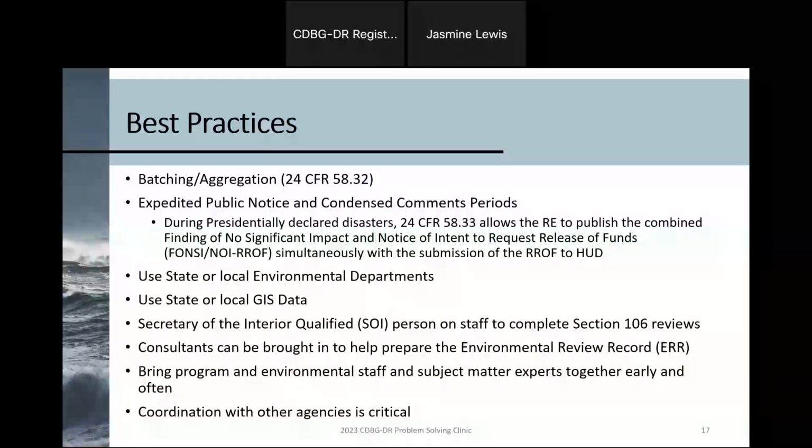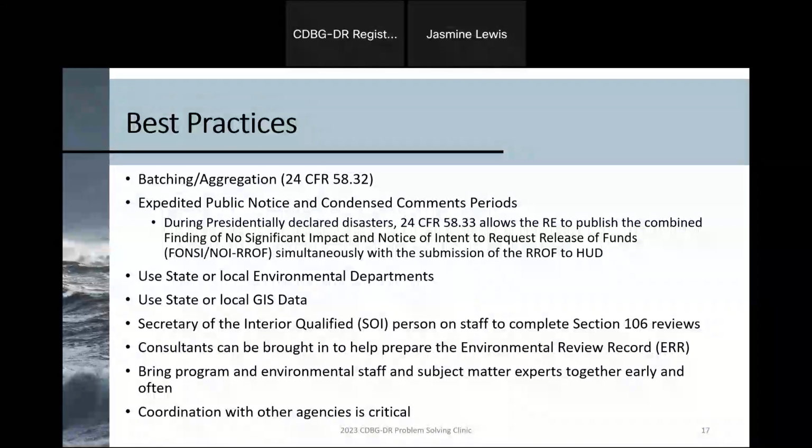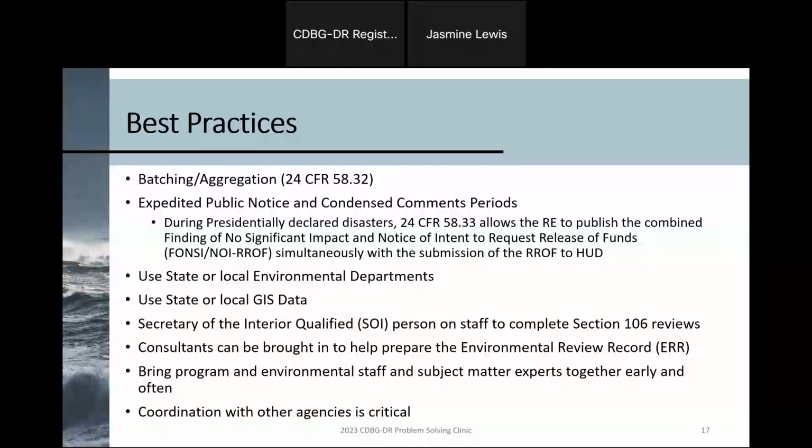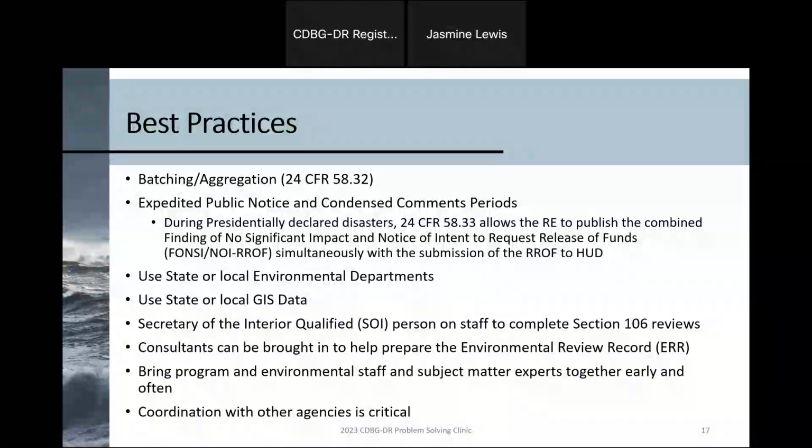In addition, it's important to bring your program staff and your environmental staff together early and often. This is kind of more of a management side of things. That way you can discuss the overall workload that's going to occur with environmental reviews, set up your overall process of how things are going to be funneled from your programs department over to your environmental reviews, so you can start the environmental review process as early as you feasibly can. In addition, it's a good opportunity to address potential bottlenecks and figure out what you can do to help resolve those.